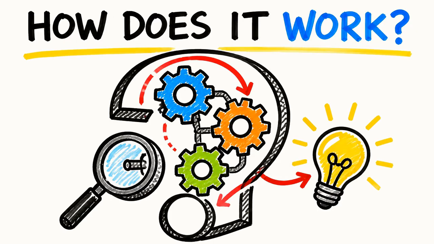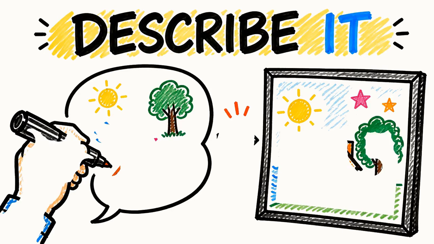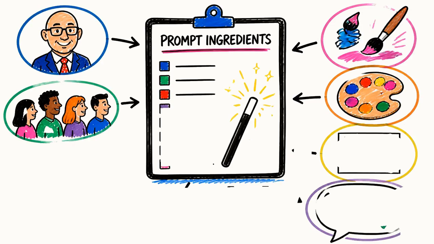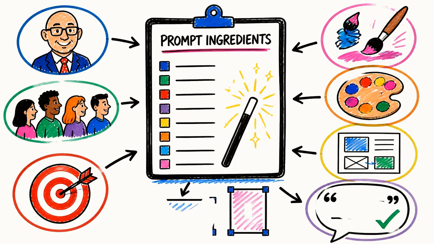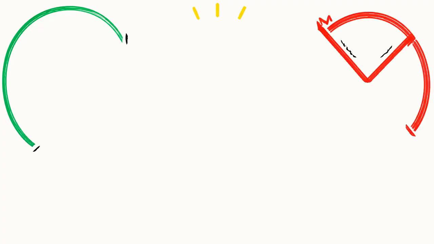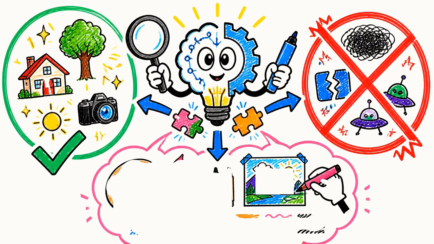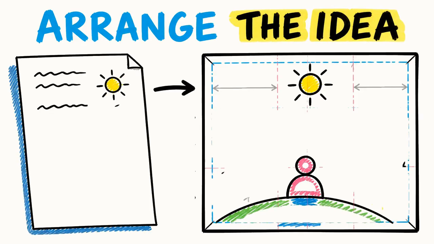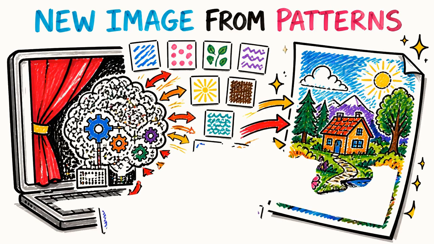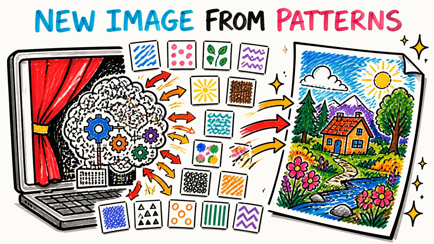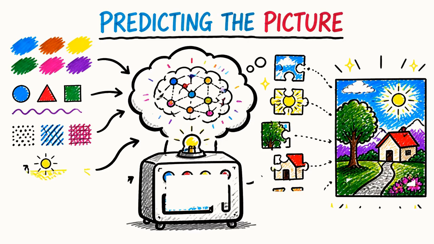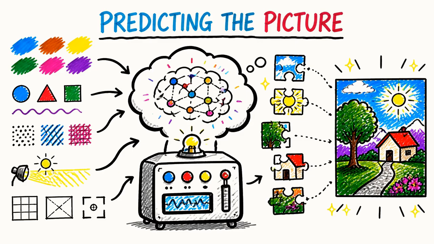So, how does it actually work? It starts with your prompt. You describe the image you want. That could include the subject, the audience, the purpose, the style, the colors, the layout, the aspect ratio, and even the exact text you want included. ChatGPT then interprets your request. It figures out what should appear, what shouldn't, what style fits your description, and how everything should be arranged. Behind the scenes, the image model generates an entirely new image based on learned visual patterns. It's predicting what colors, shapes, textures, lighting, and composition belong together to create the image you describe.